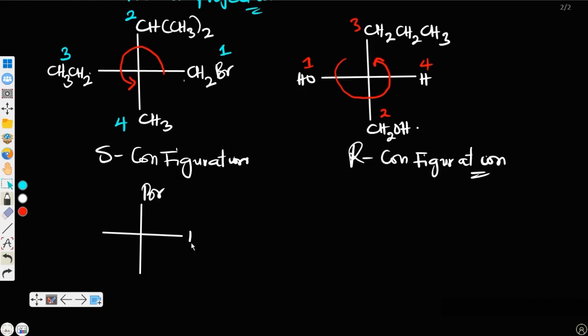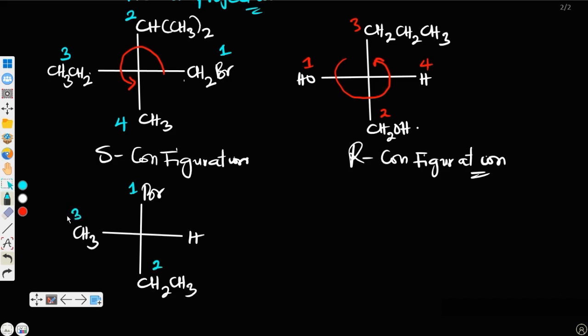Br, H, CH3 and then CH2CH3. First of all, you have to label. Now, what do you think here will be? Number 1, right? Br. Then this will be what? Number 2. Here will be number 3.